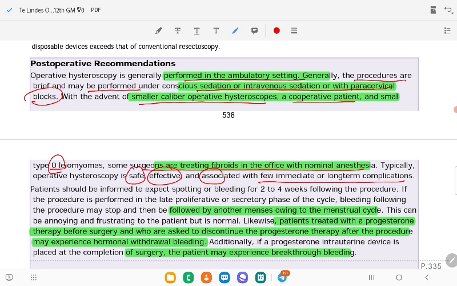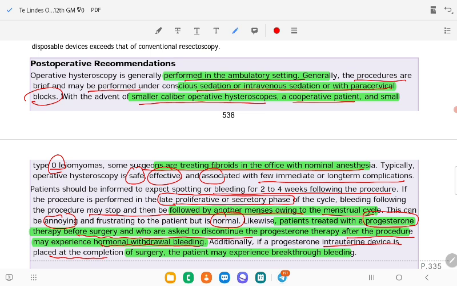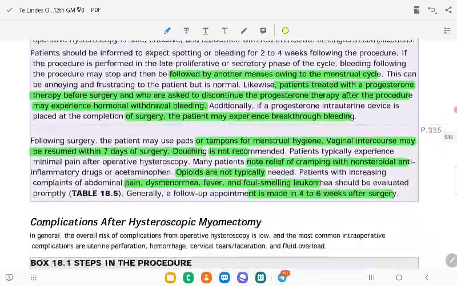Patient should expect spotting, bleeding 2 to 4 weeks following the procedure. If the procedure is done in the late proliferative or secretory phase, there will be bleeding following the day. Procedure may stop, then be followed by another menses going to the menstrual cycle. This can be annoying and frustrating to the patient, but is normal. Likewise, if a patient was treated with progesterone before surgery and is asked to discontinue the progesterone therapy after the procedure, she may experience hormonal withdrawal bleeding. Additionally, if a progesterone injectable device is placed at the completion of the surgery, patients may have breakthrough bleeding. Okay, this has to be explained post-operatively.